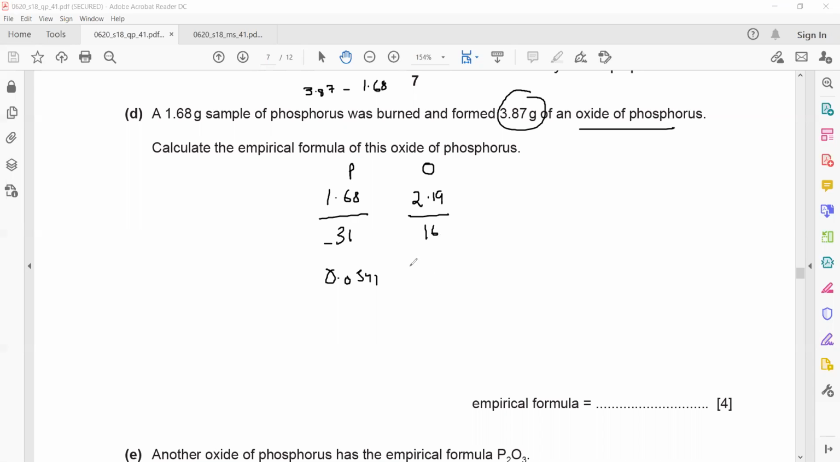0.1368. When you're solving a question related to empirical formula, it's better to take more significant figures, so that only at the last step you round off. Don't round off in between. Take about 4 decimal places.